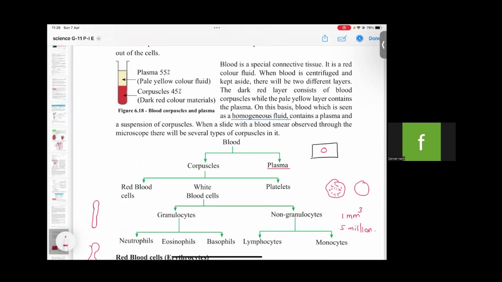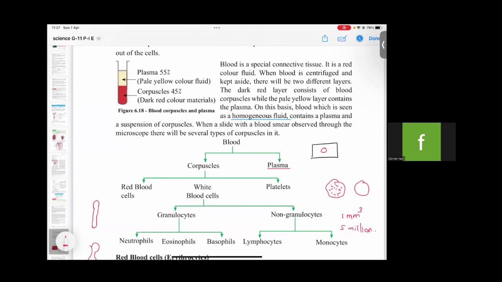Already you have studied types of tissues in unit 1. So you might have studied blood as well. It's a special connective tissue and it is a red color fluid. You all know, right? It's red. But when you centrifuge the blood, you can differentiate it into 2 different layers. You can see a pale yellow color fluid on the top and a red color one in the bottom. The pale yellow color is the plasma and the red color one is the corpuscles.